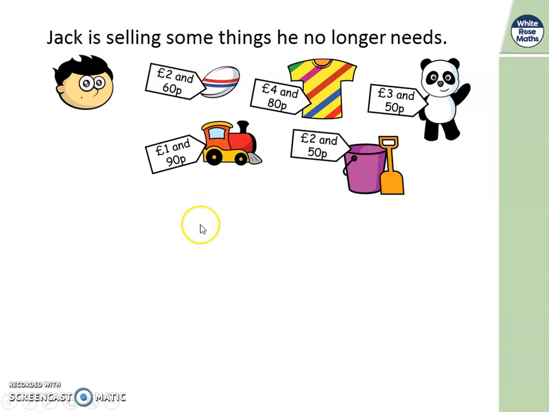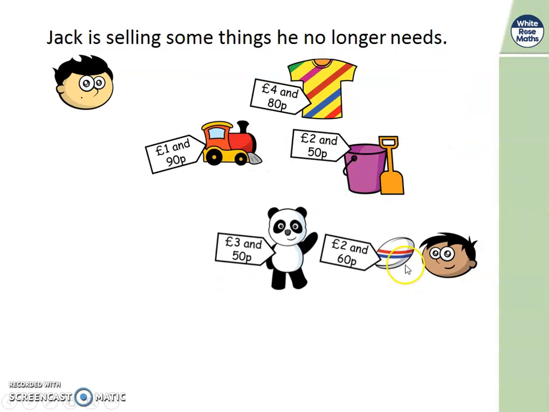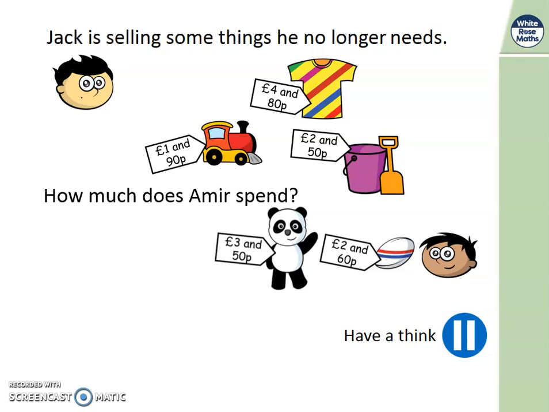Let's have a look at this question. Jack is selling some things that he no longer needs. Here comes Amir. He wants to buy the panda bear and the ball. Can you do the same skills with this one? How much does Amir spend? Have a think and come back to me. Let's check our answers and our method.